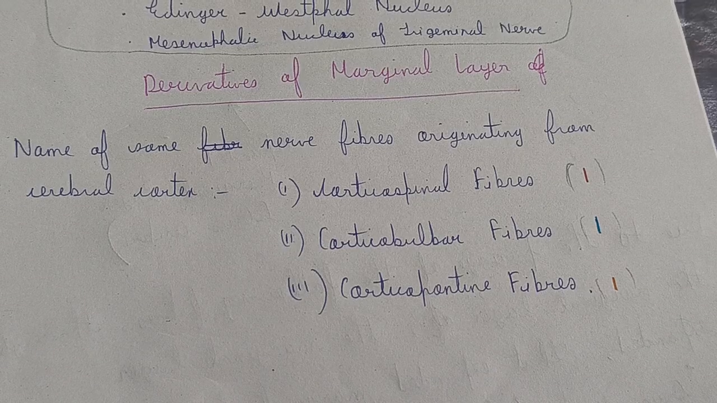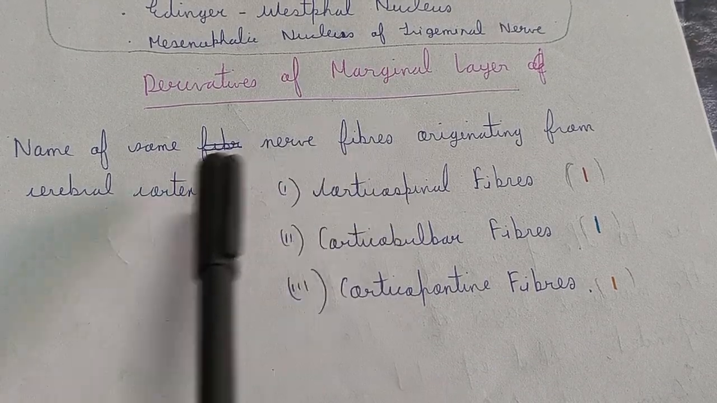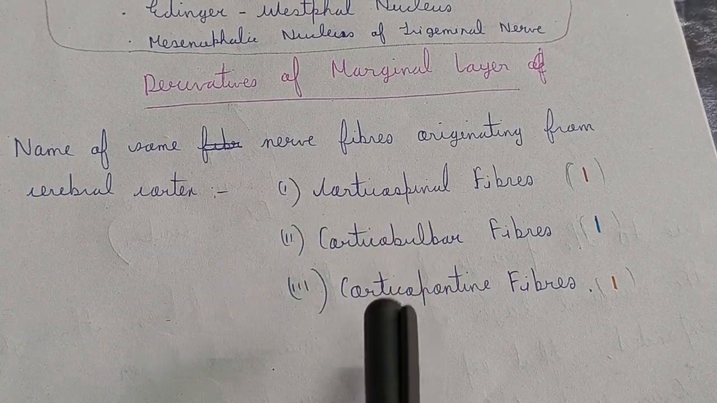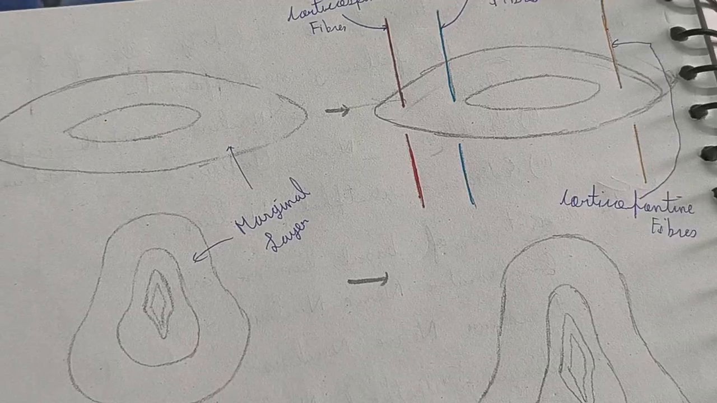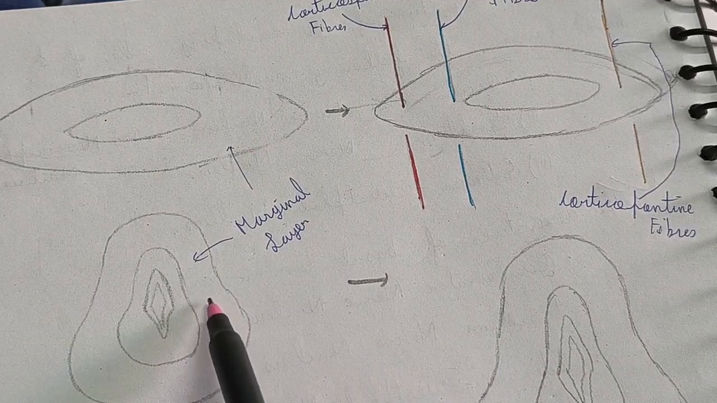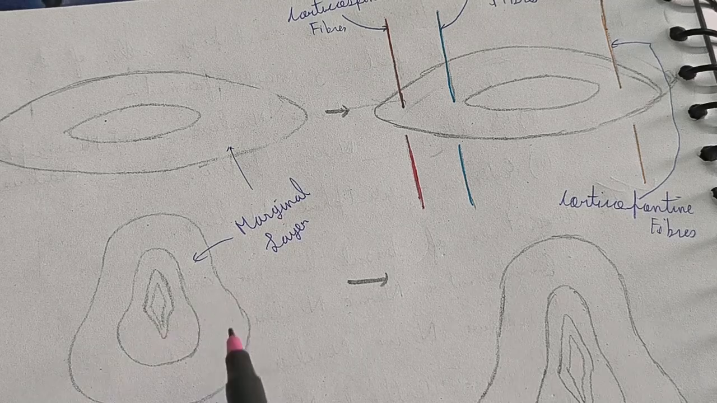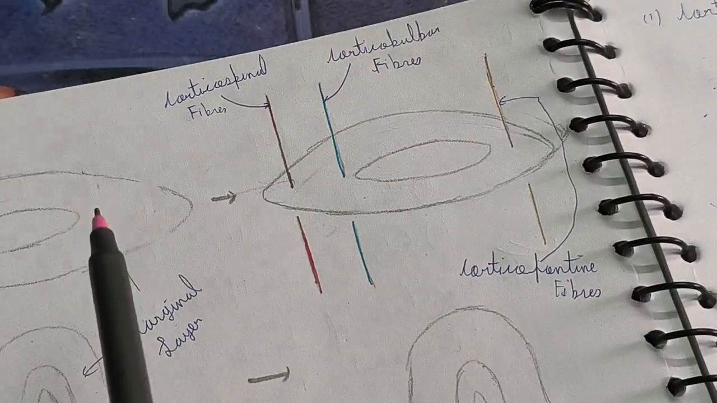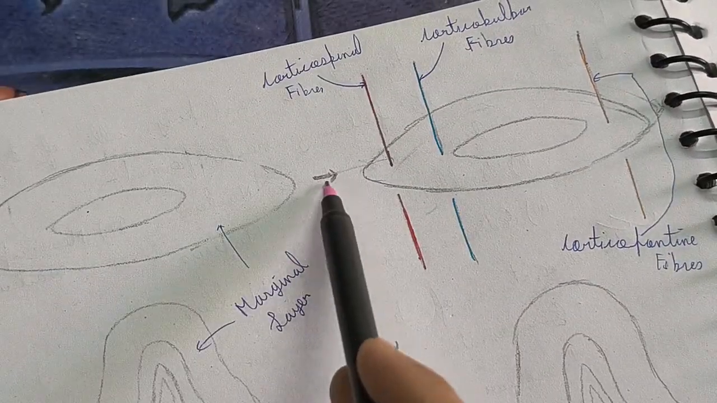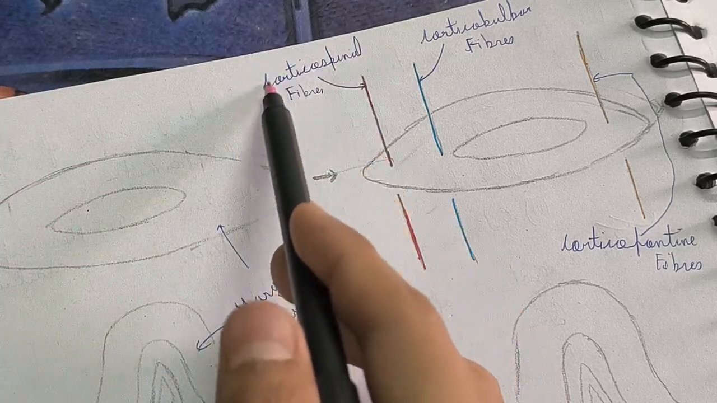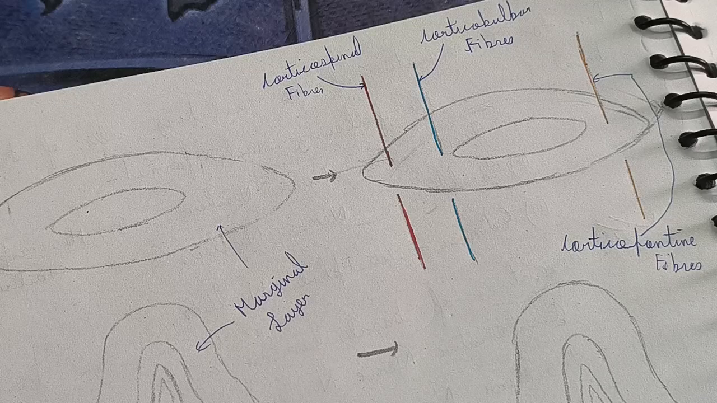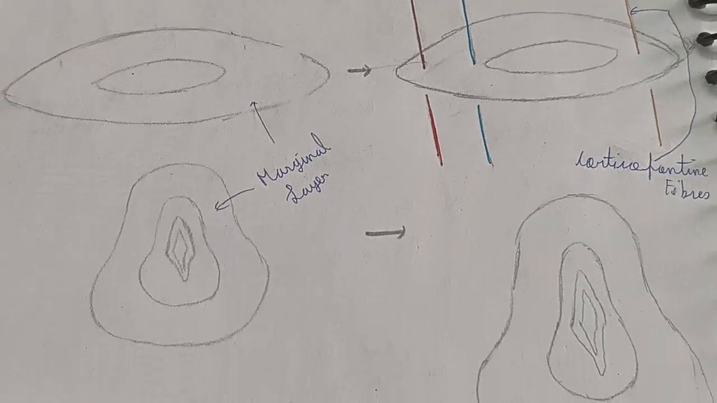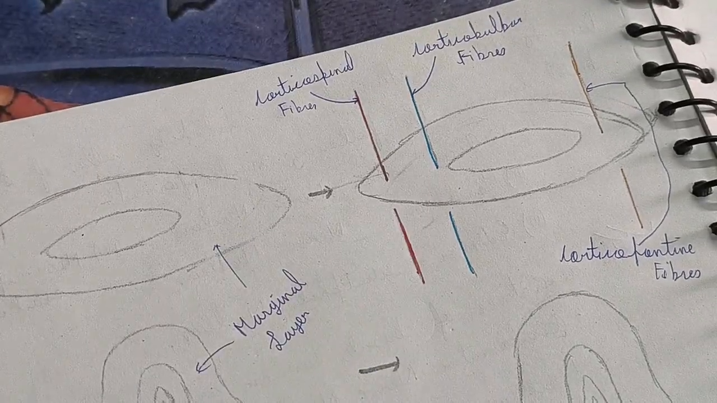All these are the names of fibers originating from the cerebral cortex: corticospinal fibers, corticobulbar fibers, and corticopontine fibers. See, this is the marginal layer of the mesencephalon. This is the initial condition, but afterwards, all these three different fibers, corticospinal, corticobulbar and corticopontine, pass through the marginal layer.